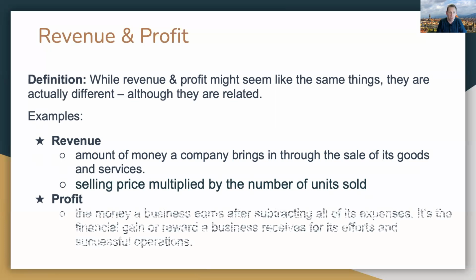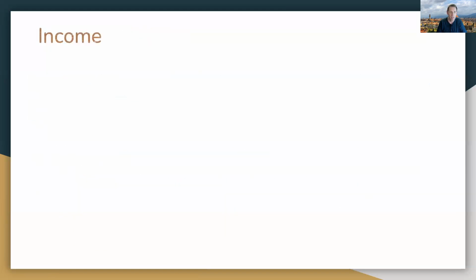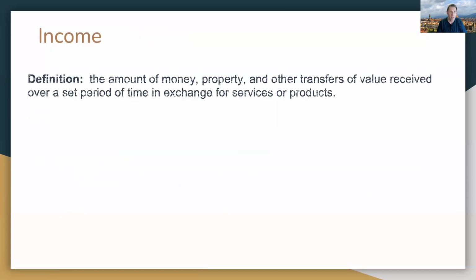Profit is different because this is the money a business earns after subtracting all of its expenses. It's the financial gain or reward a business receives for its efforts and successful operations. Finally, there is income. This is the amount of money, property, and other transfers of value received over a set period of time in exchange for services or products.